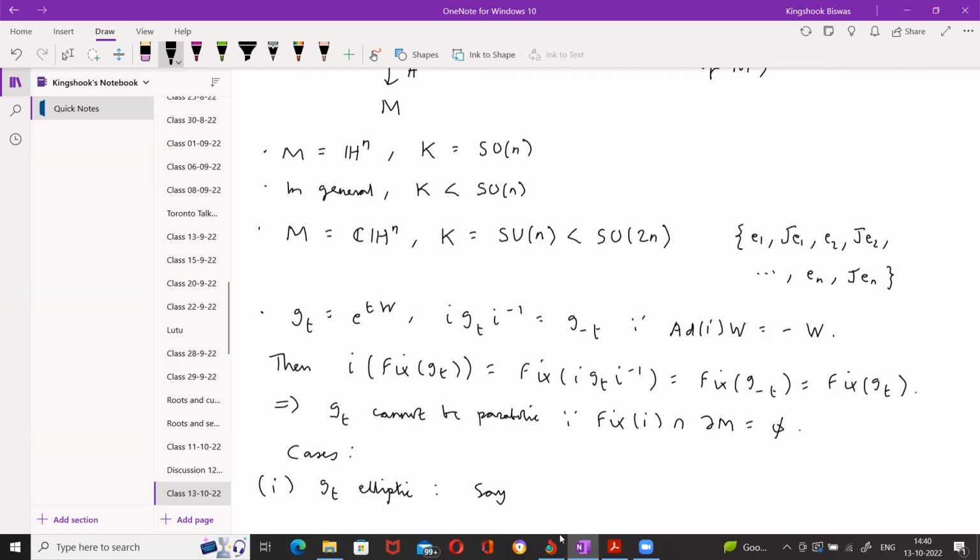So say P is a fixed point of GT inside M.